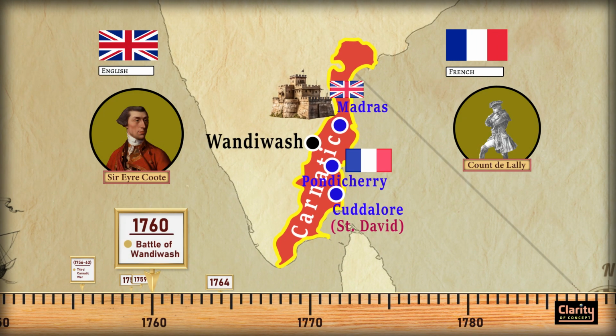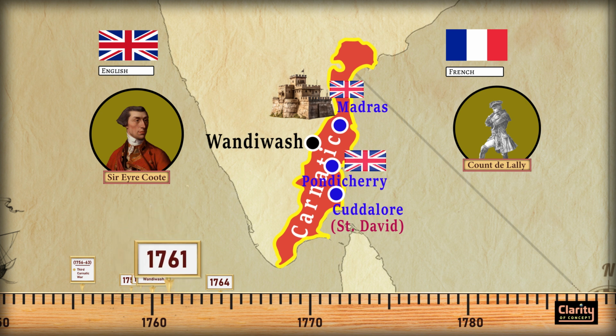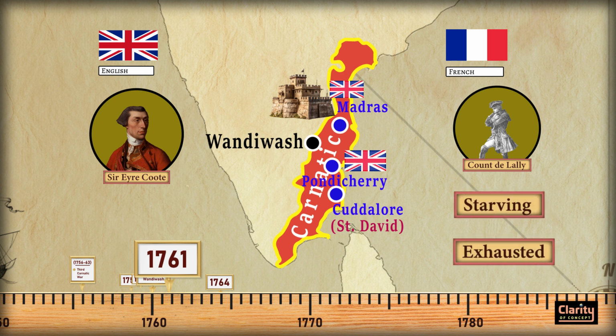After losing at Vandivash, the French lost control of Pondicherry too. In 1761, Pondicherry fell to the British after a long siege that left the French forces starving and exhausted. The capture marked the end of major French resistance in India.